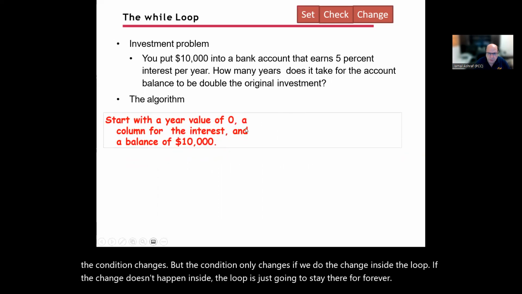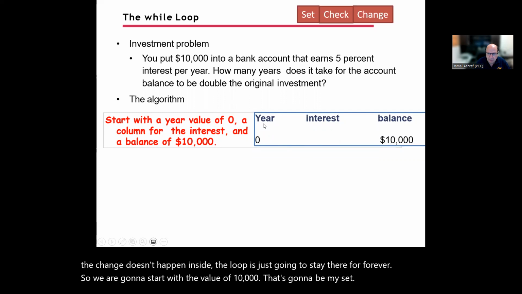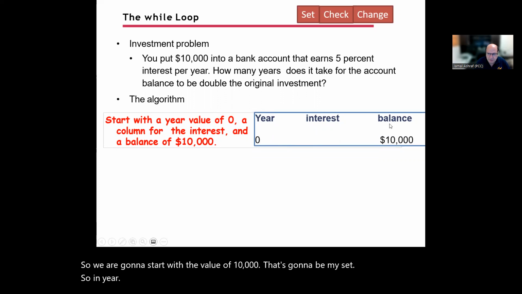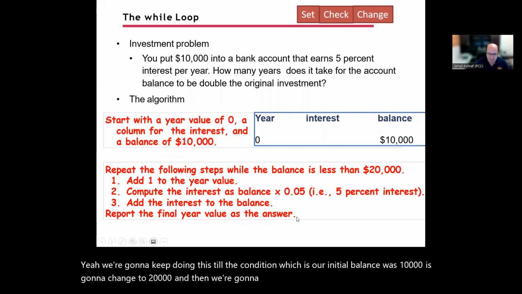So we are going to start with the value of 10,000. That's going to be my set. So in year 0, my balance is going to be 10,000. Then we're going to add 1 to the year, calculate the interest, and add that interest to our balance. We're going to keep doing this till the balance, which was initially 10,000, changes to 20,000, and then we're going to stop and report how many years we have.